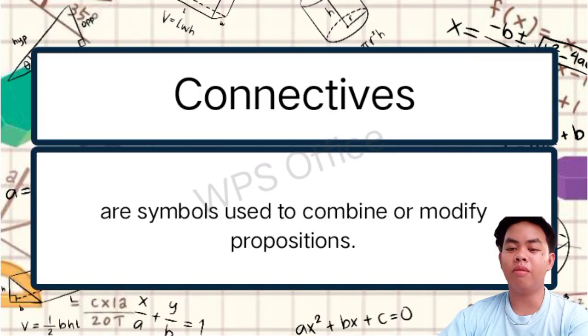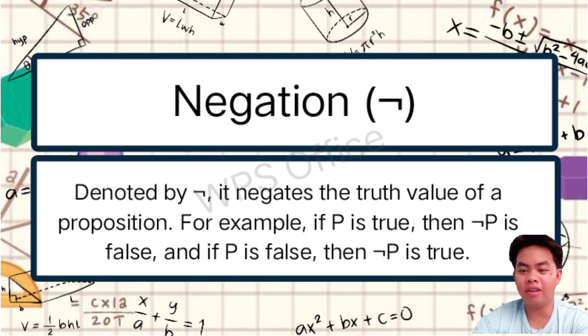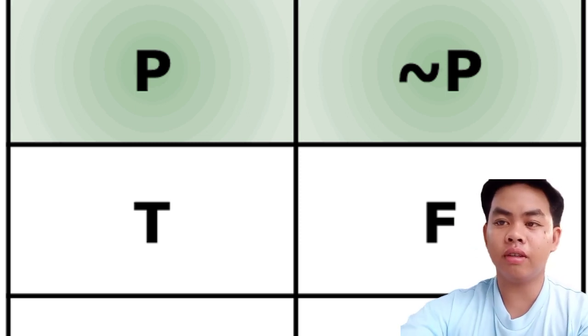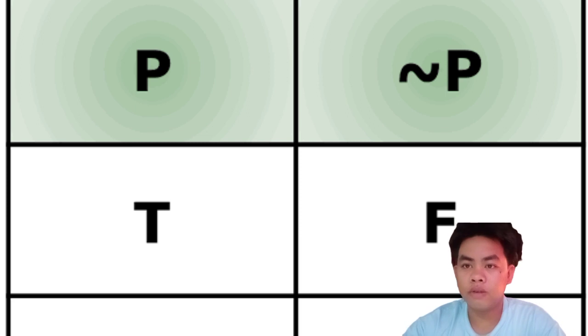Connectives are symbols used to combine or modify propositions. The basic connectives in propositional logic: Negation, denoted by ¬, negates the truth value of a proposition. For example, if P is true, then negation P is false, and if P is false, then negation P is true. Here is the table for negation. If P is true, then the negation P is false.